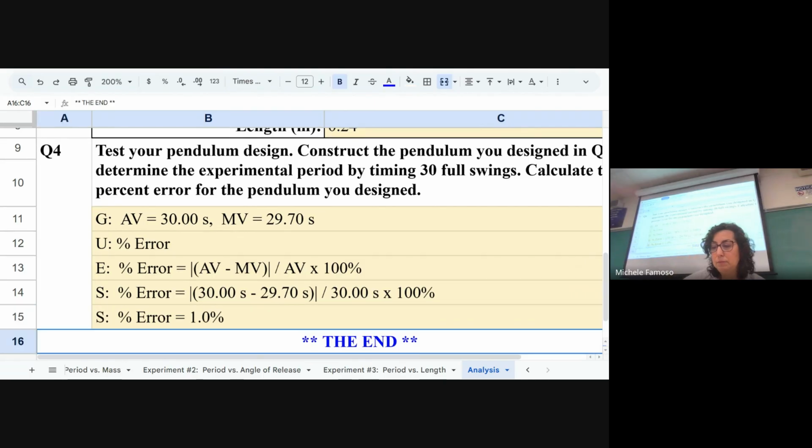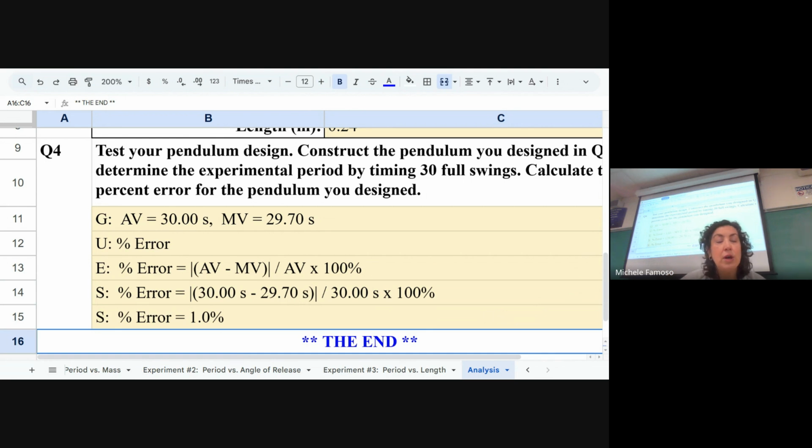Is that good? Is that a good percent error, 1%? What do you think? Yeah. In a lab, in physics, we typically like to get less than 5%. So 1% for me is excellent. It means I read things well off my graph and so forth.